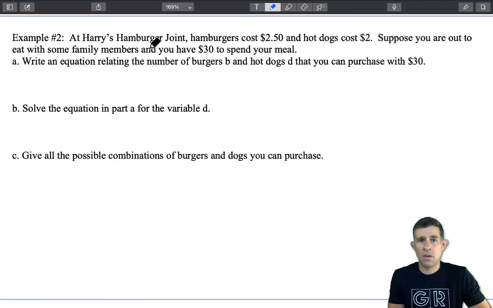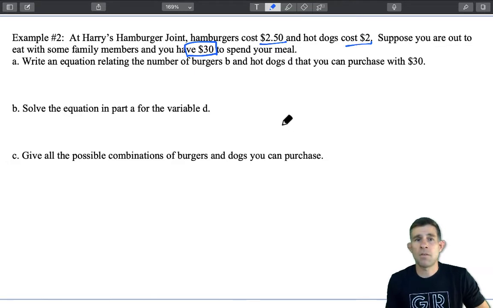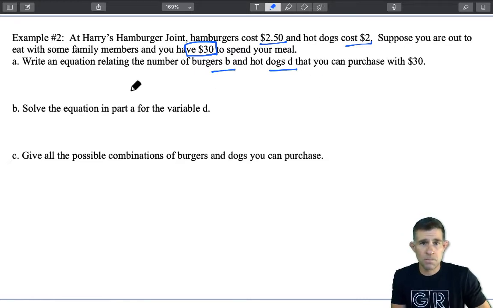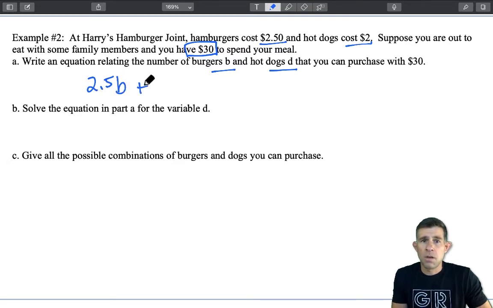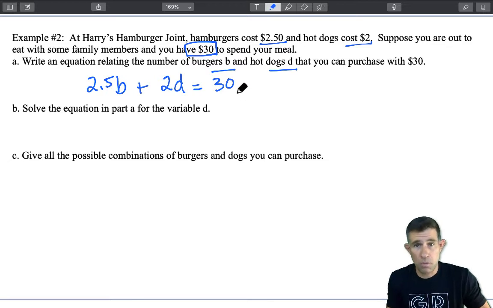We're getting a little hungry here. We're going to go to Harry's hamburger joint, where burgers cost $2.50 and hot dogs cost $2. We're going to go out to dinner with our family, and we have a total of $30 to spend on our meal. So let's write an equation relating the number of burgers, B, and hot dogs, D, that you can purchase with $30. Well, if each burger costs $2.50, we're going to say $2.50 times B plus $2 times D should be equal to the total amount of money that we have to spend. In this case, no more than $30.